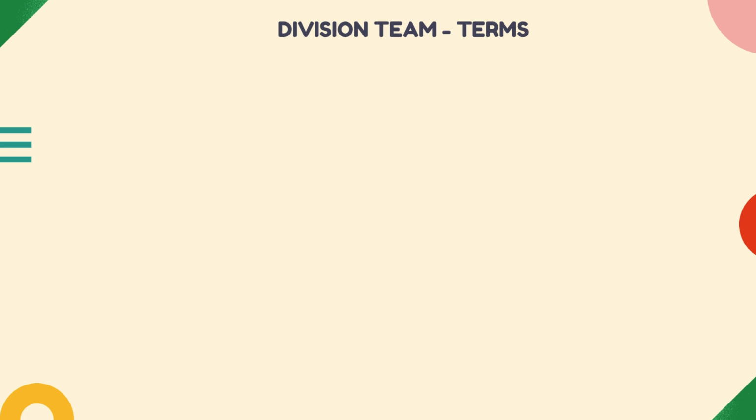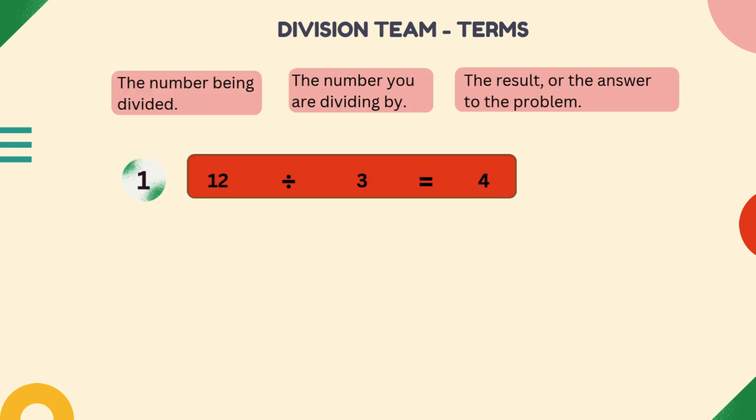First, let's learn about the division team, the terms of division. In this team, there are 4 members. The dividend, that's the big number we want to divide. Here, the dividend is 12. The divisor, the number we divide by. Our divisor here is 3. The quotient is the answer we get after dividing, that is 4.